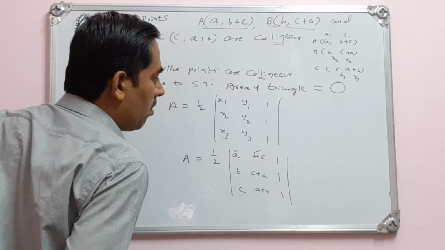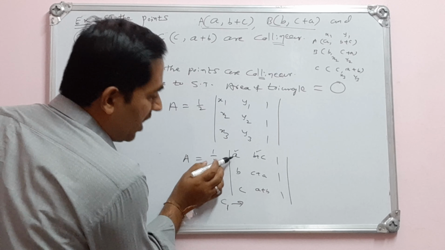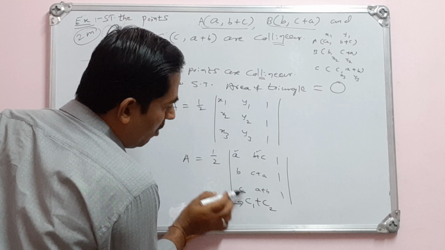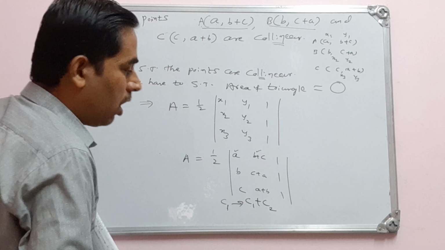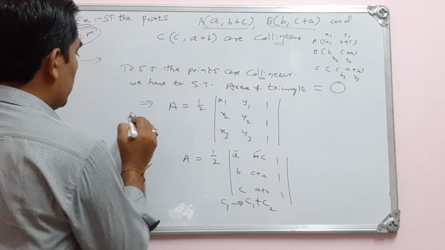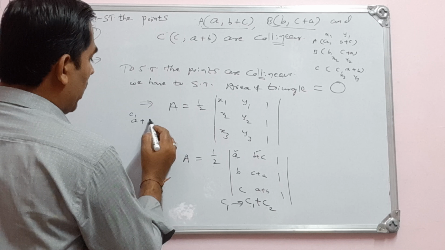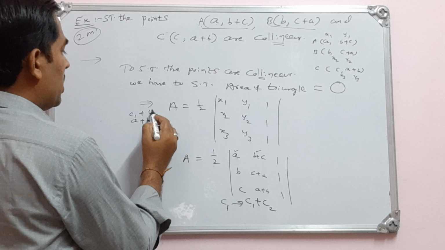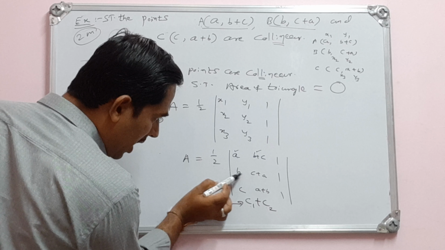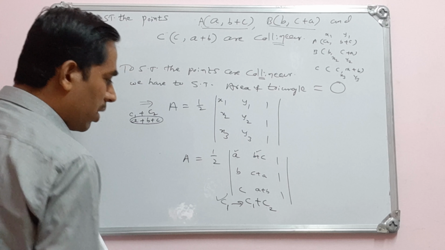If I operate on the first column, see what happens with C1 plus C2. I am going to add the elements of the first column and second column. C1 is a, and C2 is the corresponding element in the second column, that is b plus c. C1 plus C2 gives me a plus b plus c. Similarly, b plus c plus a is also the same, and c plus a plus b is also the same. That's why this operation succeeds.